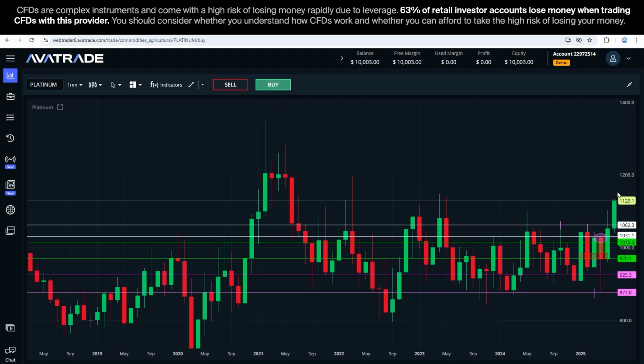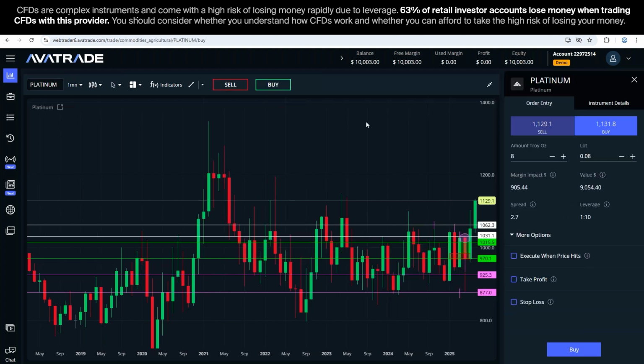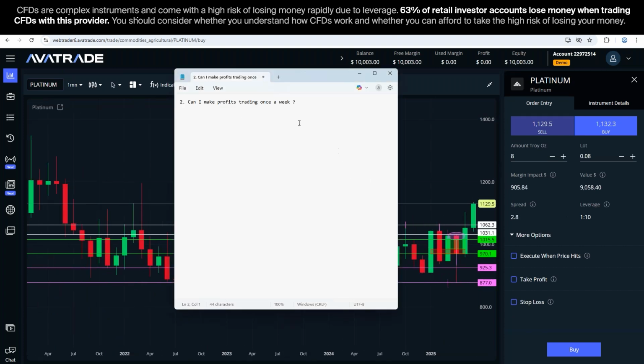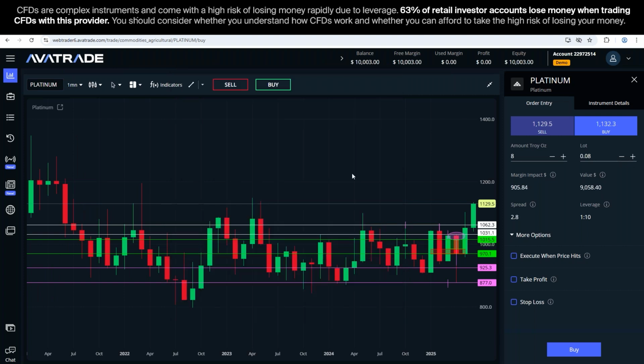Clicking on buy or sell will open the order entry. This allows us to design the position. And let's see where we are. Can we make it once a week? Excellent. So let's switch to weeks instead of months.